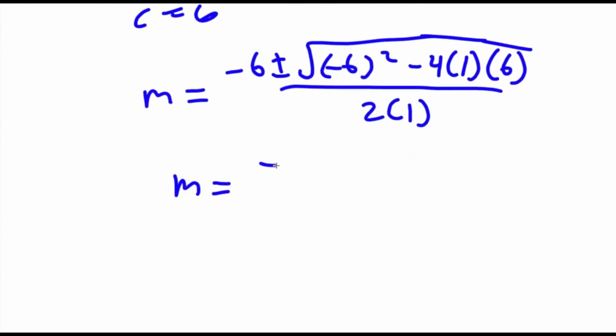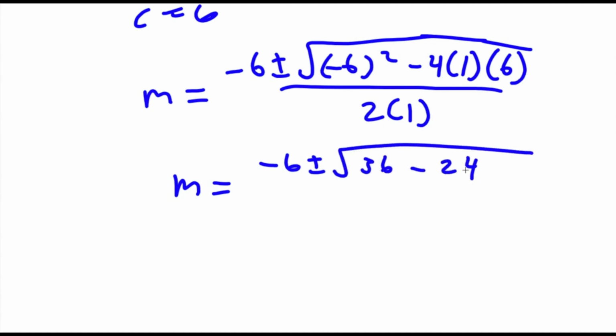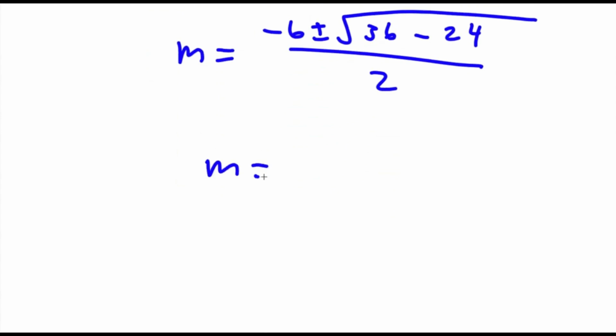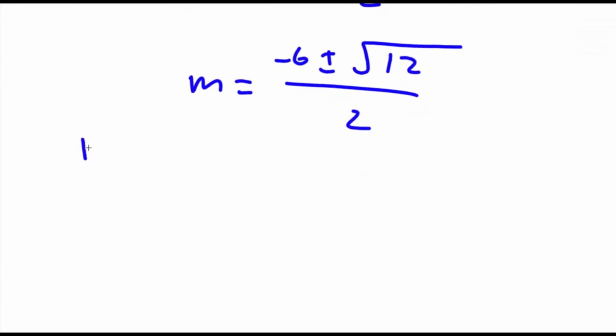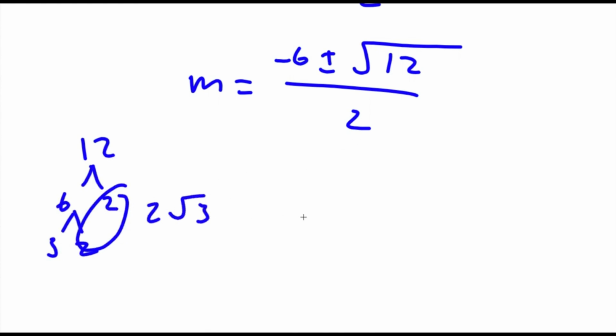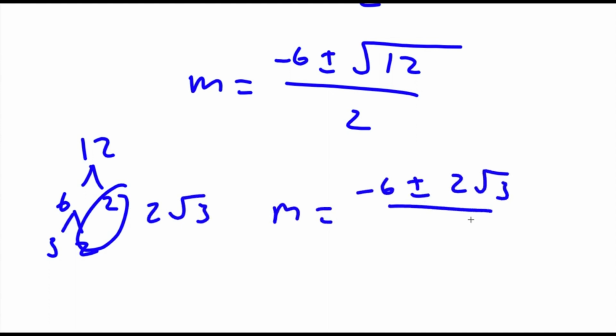Now I have negative 6 plus or minus the square root of negative 6 squared is 36 minus 4 times 6 is 24 all over 2 times 1, which is 2. Now I have m is equal to negative 6 plus or minus the square root of 36 minus 24 is 12 over 2. Now the square root of 12, well 12 is equal to 6 times 2, 6 is equal to 3 times 2. So the square root of 12 would equal 2 root 3. So now I have m is equal to negative 6 plus or minus 2 root 3 over 2.